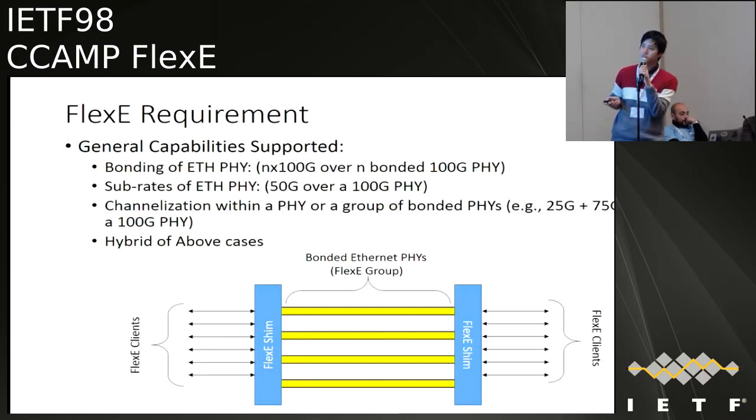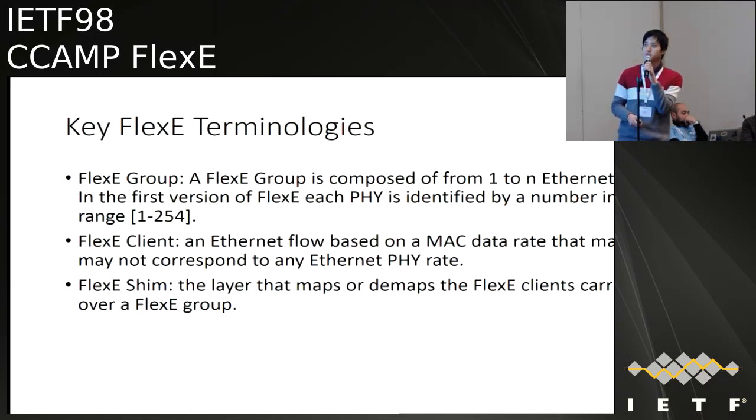This is a figure on how the Ethernet PHYs are bonded. And here we would like to introduce three very important terminologies in the Ethernet literature. The first one is the FlexE group. A FlexE group is composed of multiple Ethernet PHYs, say from 1 to 254. Currently this is the first version of the OIF FlexE, and it may change in a future version.